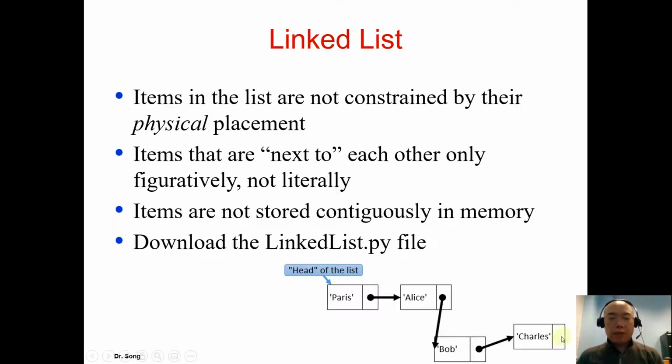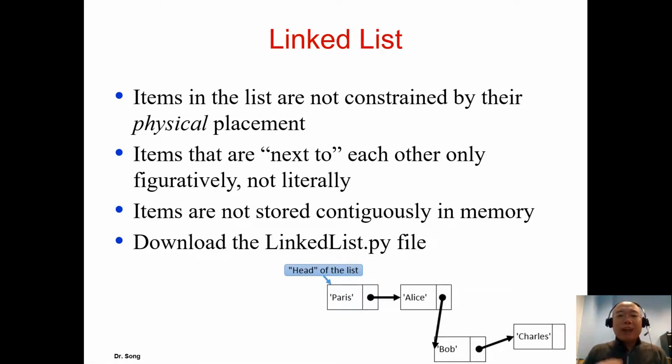We start from a head. This is the beginning of the linked list. The head points to the first node, and that is Paris. Paris has a next reference referring to the next node, which is Alice. And Alice refers to Bob, and Bob refers to Charles, and then eventually Charles refers to nothing, which is None in Python. So now we have a linked list.